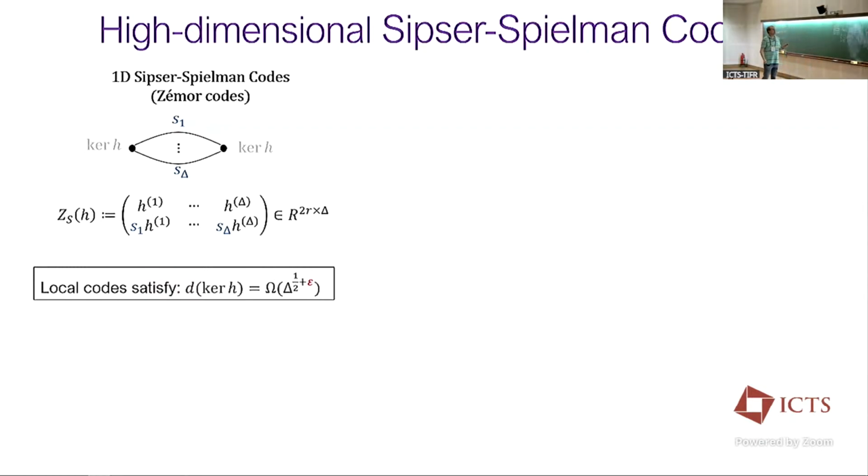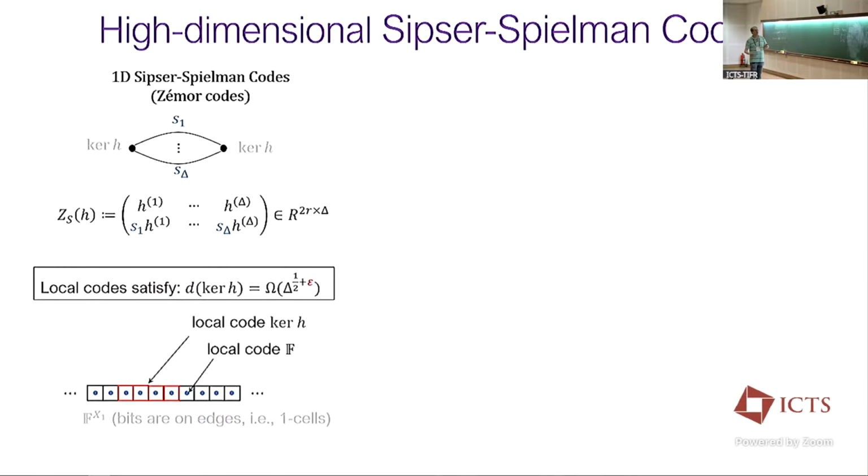And if local codes satisfy this condition, which goes back to Sipser-Spielman's original idea, then we can use exactly the same proof techniques and show that these codes are good. Why are they usually referred to as Zemor codes? Because we can run the famous Zemor decoder, which runs faster than the decoder proposed in the paper by Sipser and Spielman.